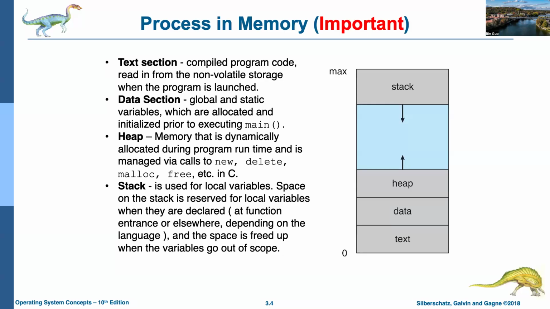What is max here? That depends on how much memory you have. If it's a 32-bit operating system, the max is 4 gigabytes, so the memory space is from 0 to 4 gigabytes. But now we have 64-bit operating systems, so the max can be 16 gigabytes. This process can take a whole memory space.